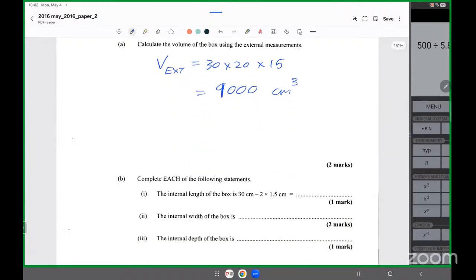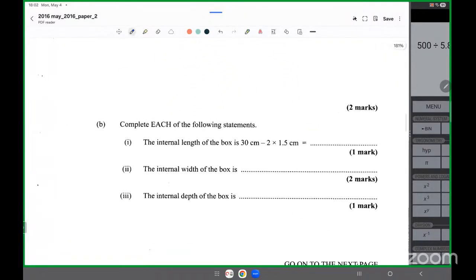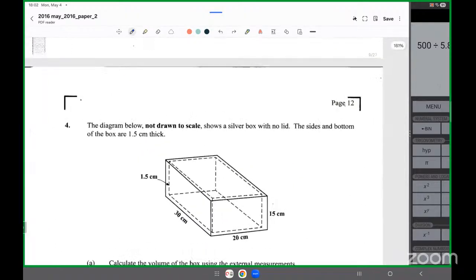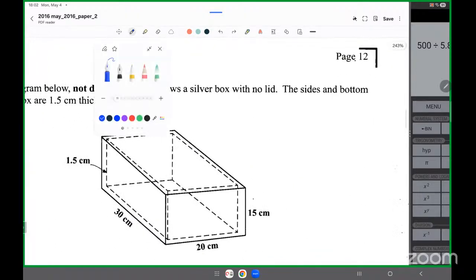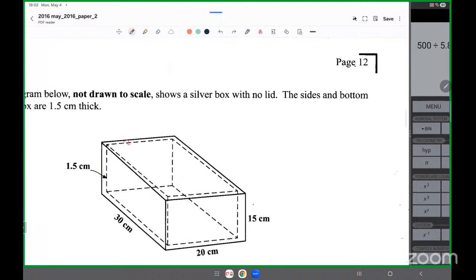Next one says, complete each of the following statements. It says the internal length of the box is 30 minus 2 times 1.5. Anybody can tell me why it's minus 2 times 1.5? Because this is the length of the box, internal length. They're talking about this, look. They're talking about internal length this way, that length they're talking about.